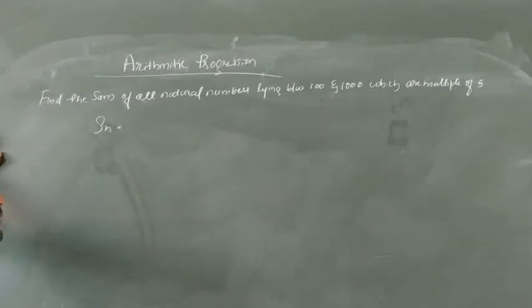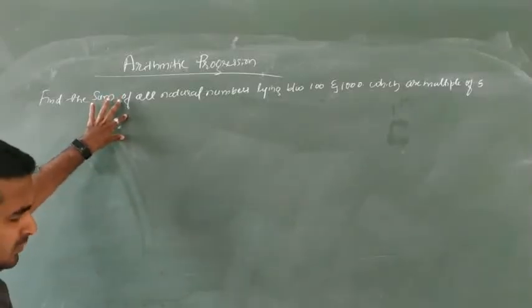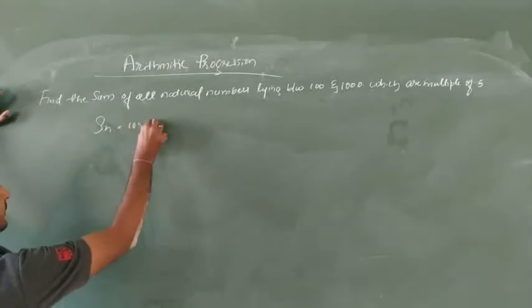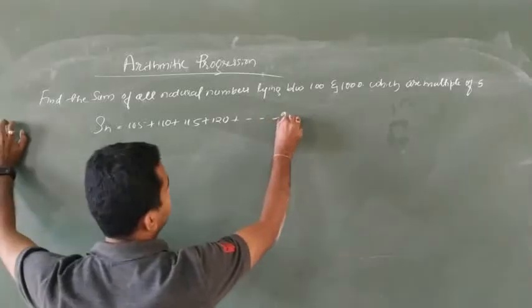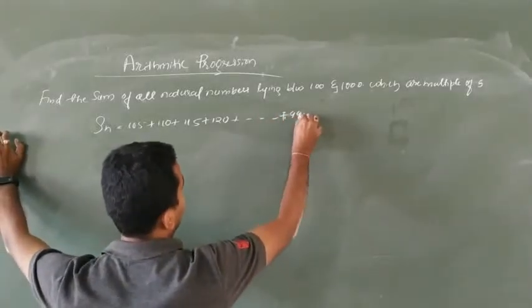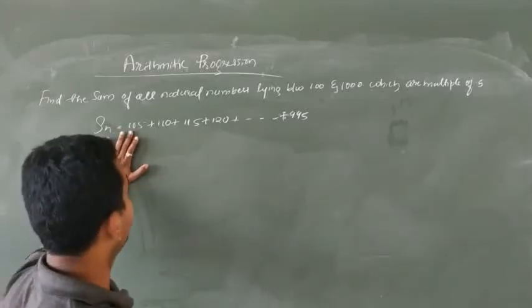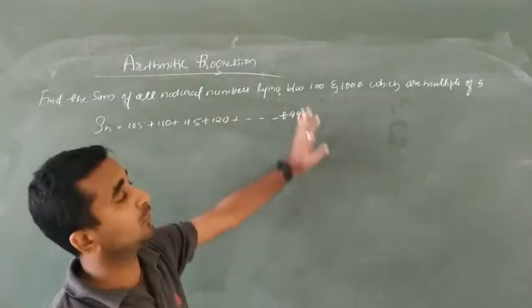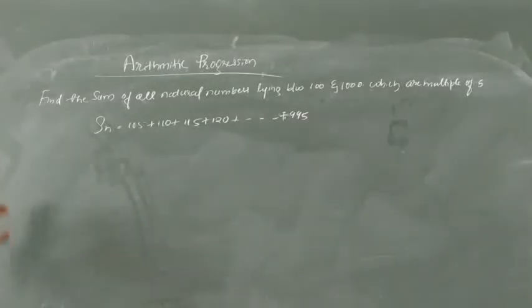Okay, 101 is divisible by 5? No. 102, no. 103, 104, no. 105, yes. Next, plus 110, plus 115, plus 120, plus up to 995. These are all the multiples of 5, or else divisible by 5. So now we have to find the sum from 105, 110 and add all those elements up to 995. It would take more than 10 or 15 minutes to add all of these.